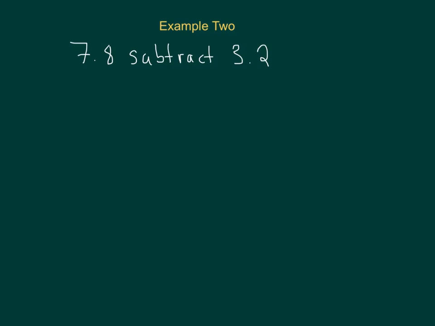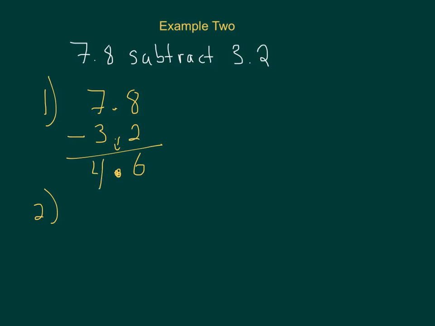So example 2 here says 7.8 now subtract 3.2. So if we're following along with our rules, step 1, if we remember, said to line things up in the place value. So 7.8 subtract 3.2. And then step 2 just said do the math. So 8 minus 2 is 6. We take that decimal and keep it down. And 7 minus 3 is 4. There's your answer, and that's all there is to this. So let's try one last example that you guys can do on your own, and then we'll be done.